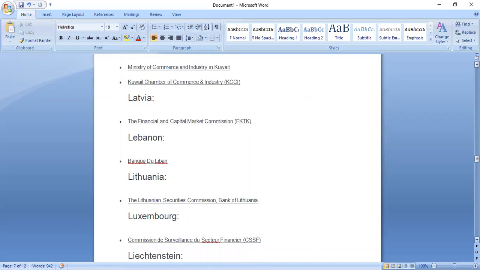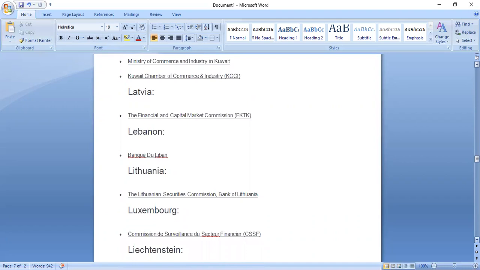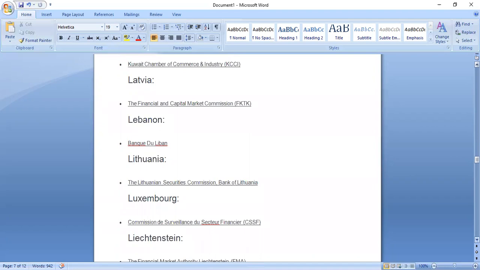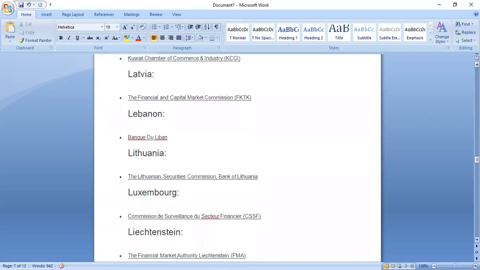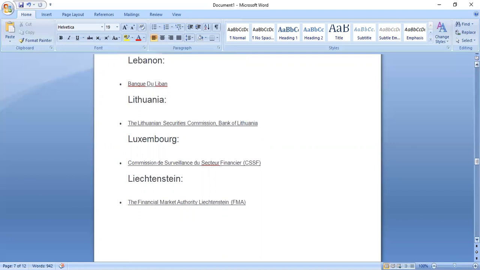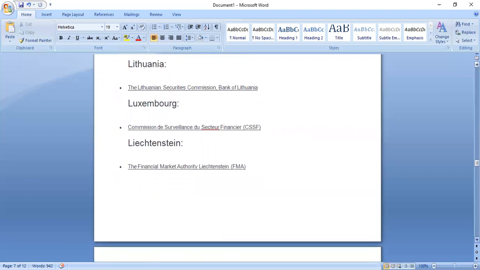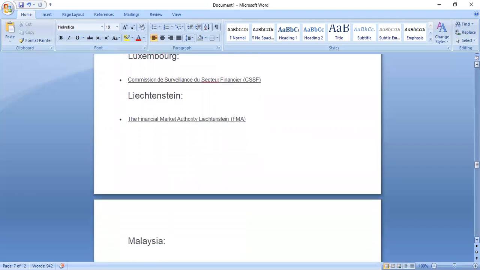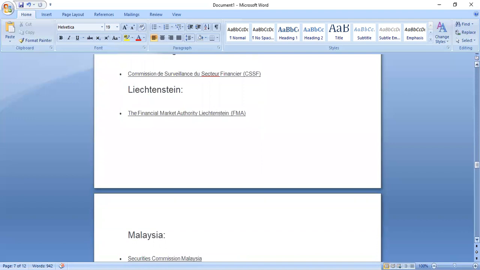In Latvia, we have the Financial and Capital Markets Commission, FKTK. Lebanon, we have the Banque du Liban, that is the regulatory body. In Lithuania, we have the Lithuanian Securities Commission, Bank of Lithuania. Luxembourg, we have the Commission de Surveillance du Secteur Financier, which is CSSF. In Liechtenstein, we have the Financial Market Authority, Liechtenstein.